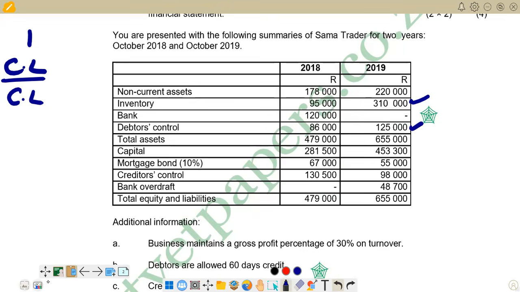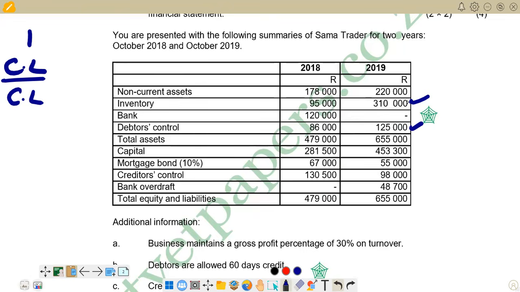So make sure you are able to identify them, because if you look at the question that we have, we are not given the categories. They're not listed in categories there. They are just mixed, the current assets and non-current. So you are supposed to pick them. So this is what we have there.